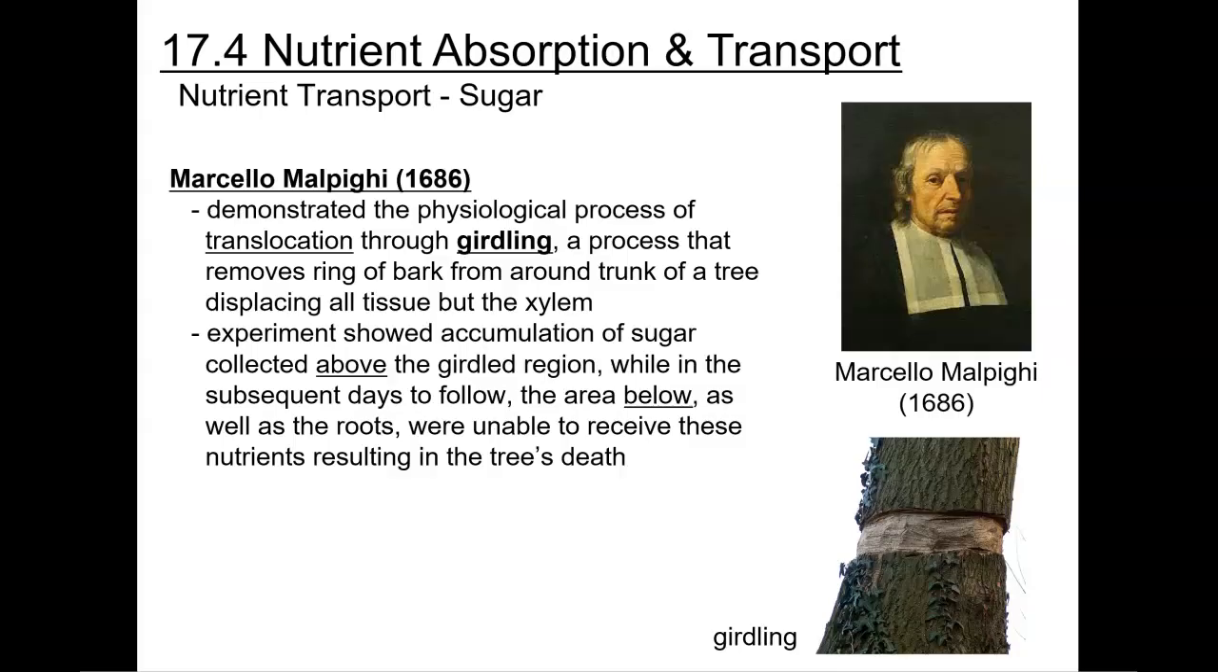Marcello Malfatti in 1686 demonstrated the physiological process of translocation through girdling, a process that removes rings of bark from around the trunk of a tree, removing all tissue but the xylem. The experiment showed the accumulation of sugars above the girdle region, while in the following days the area below, as well as the roots, were unable to receive these nutrients, resulting in the tree's death. So water can come up, but nutrients cannot go down and feed the rest of the plant.